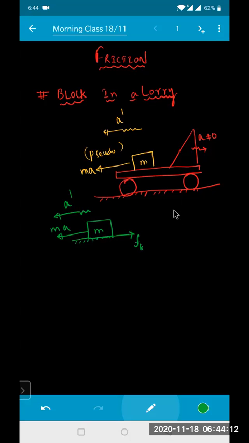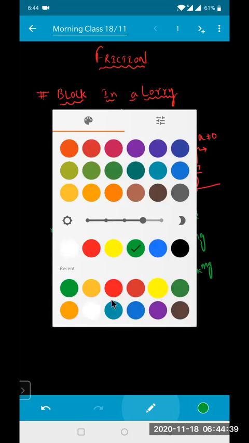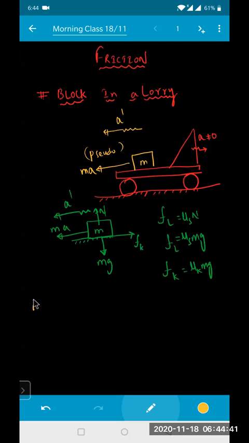So first check the limiting friction acting on this one. f limiting is equal to mu S into N. So N will be equal to how much, beta? This is the weight of the body, mg, and this is the normal N. So that will be equal to mu S into M into G. So this is the limiting friction. And kinetic friction will be equal to how much? Fk is equal to mu K into M into G.